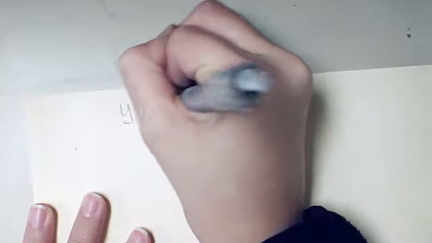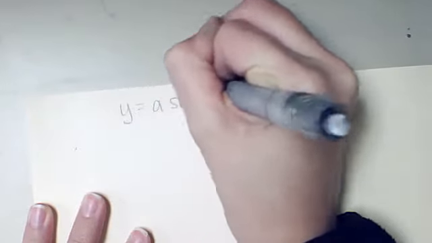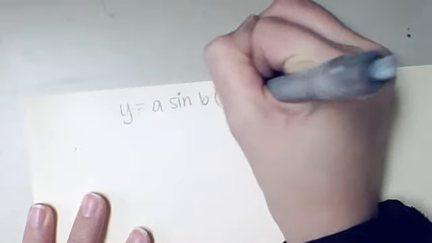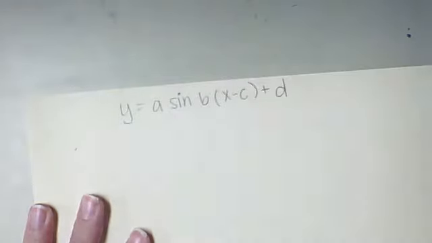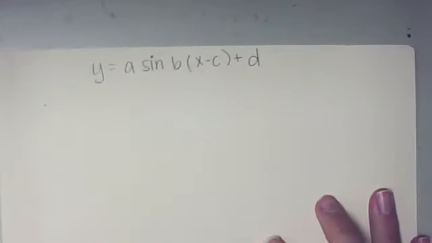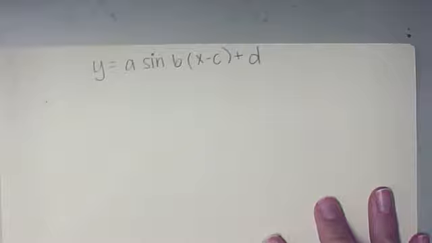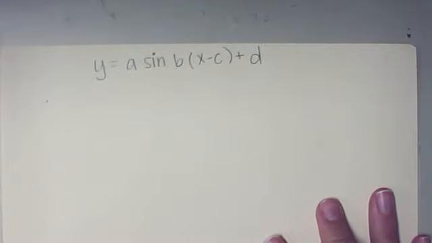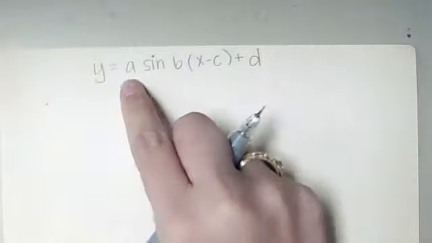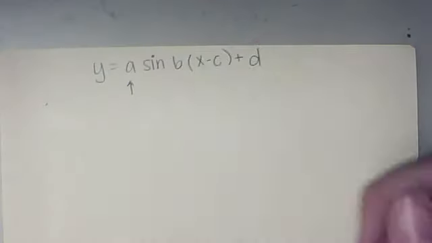The general form is that y equals a sine of b times x minus c plus d. Now, the reason I'm giving you the general here is so that I can tell you what each piece does to transform this function. Any change in a, or a number in front of sine, gives you a vertical stretch or shrink.